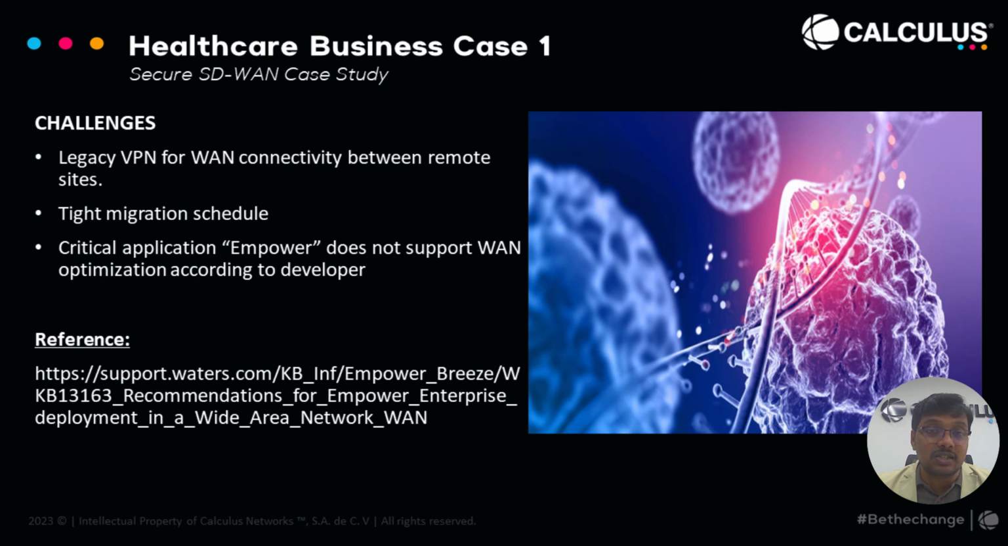Some of the challenges the customer highlighted to us were that their migration schedule was tight and they needed a quick implementation or branch rollout. Right? They didn't want to spend more time migrating from legacy to SD-WAN. They had an important application called Empower, which had an issue supporting WAN optimization, so they were not able to achieve good application performance from branch locations.